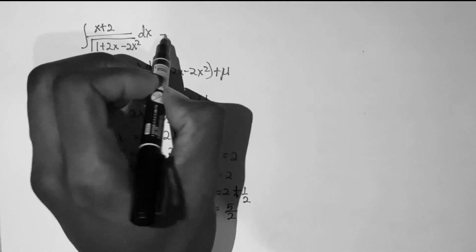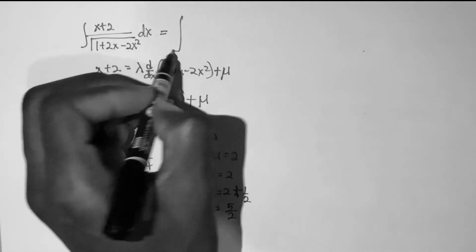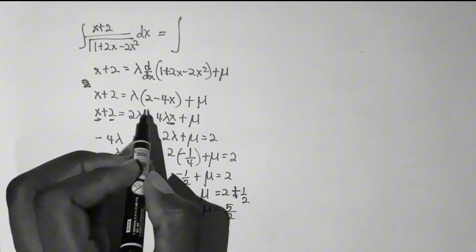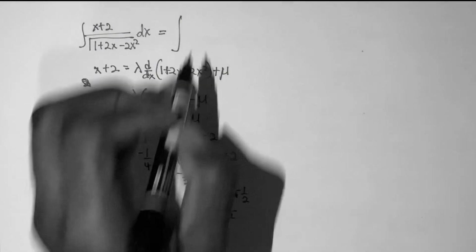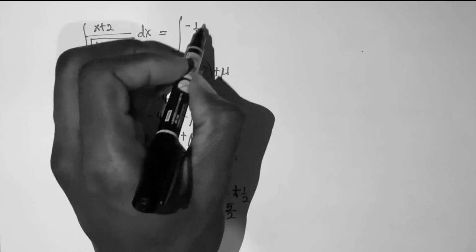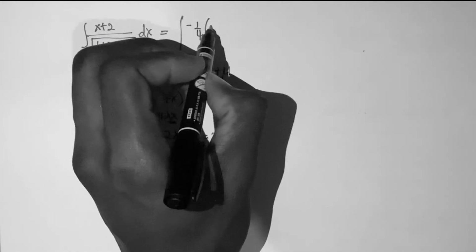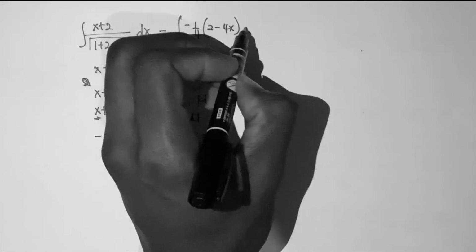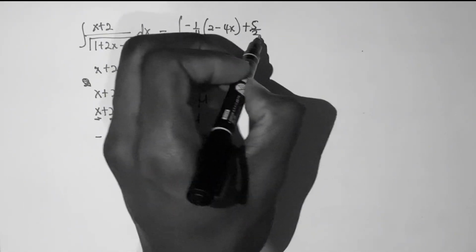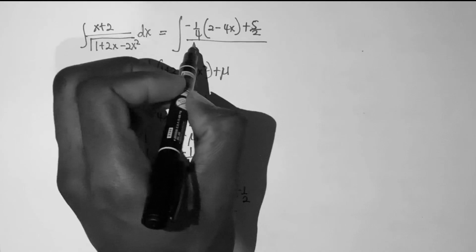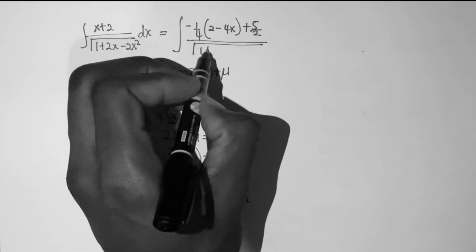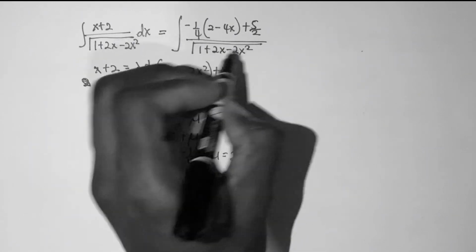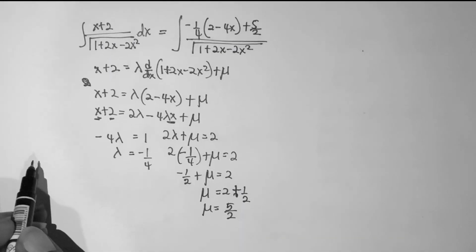It means that this function can be expressed as the integral of lambda times d dx of the denominator, and lambda is minus 1 over 4. So minus 1 over 4 times 2 minus 4x, and then plus mu, and mu is 5 over 2, divided by the square root of 1 plus 2x minus 2x squared. Now, let's proceed further.